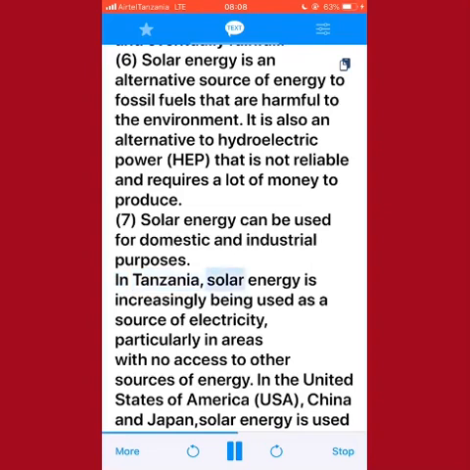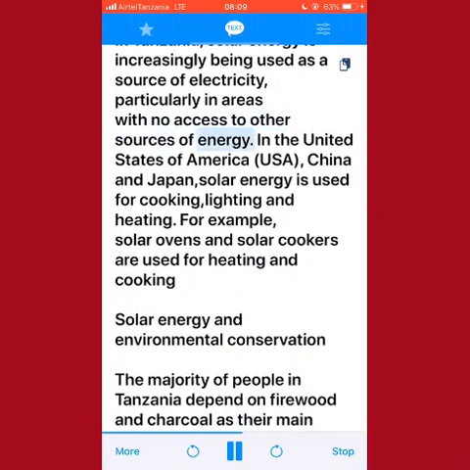In Tanzania, solar energy is increasingly being used as a source of electricity, particularly in areas with no access to other sources of energy. In the United States of America, USA, China and Japan, solar energy is used for cooking, lighting and heating. For example, solar ovens and solar cookers are used for heating and cooking.